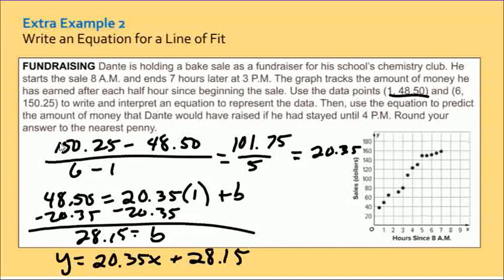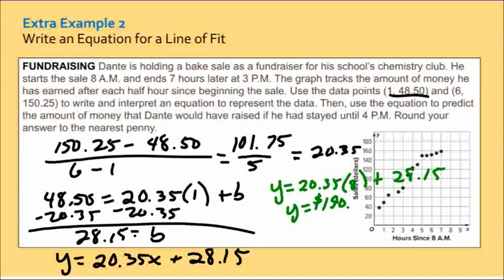So then we're going to use that for the amount of money that Dante would have raised if he stayed until 4 p.m. instead of 3 p.m. So that would be 8 hours. So if I were to do y equals 20.35 times 8 and then add 28.15 to it, I would end up with an answer of $190.95.